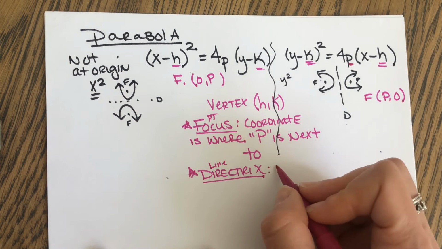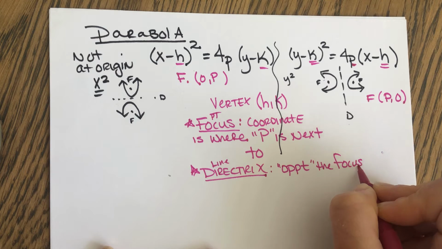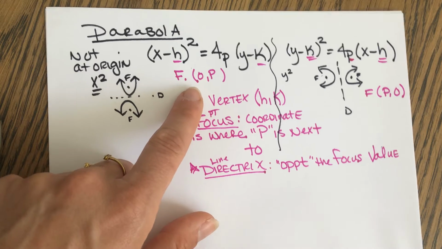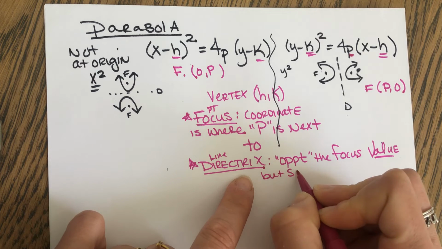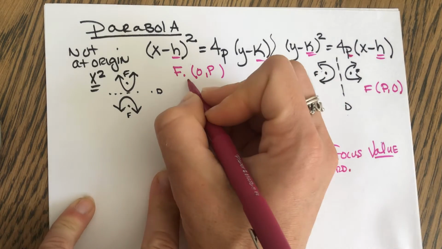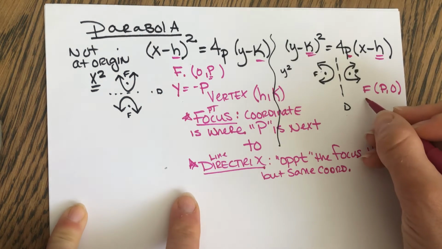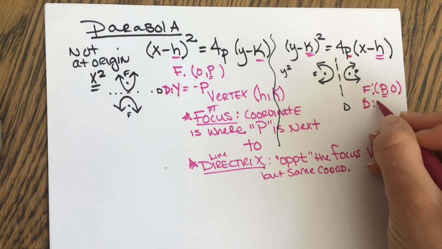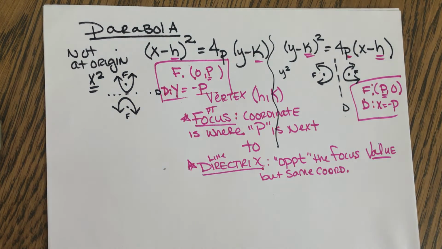And we can say the directrix is always the opposite of the focus value, but it uses the same coordinate. Meaning since this is in the x, it's an x, but it's the opposite value. And there are your two for finding your focus and your directrix.